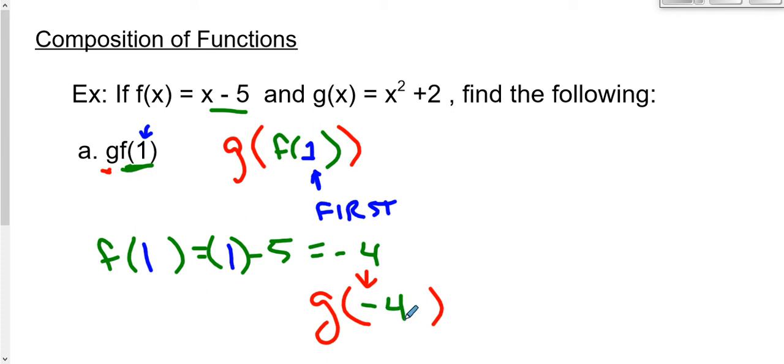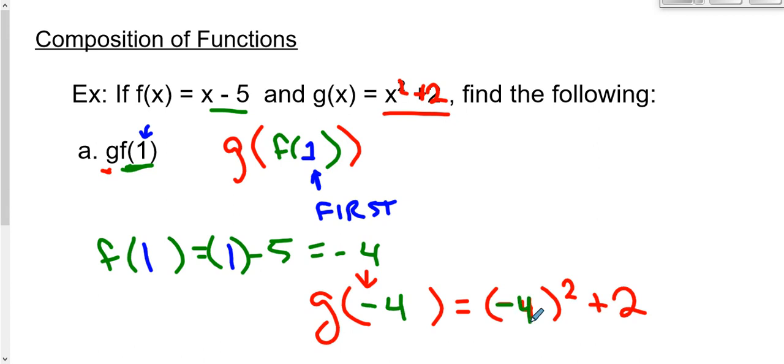Now that I'm finding g of -4, I'm going to take my g of x equation, which is this one right here, which has x being squared, and then I'm adding 2. So x being squared, and then adding 2. I'm going to go ahead and take the x value I just got from f, that -4, and plug it in right here.